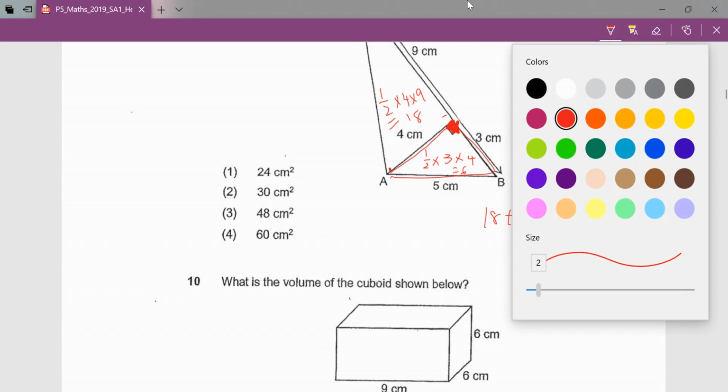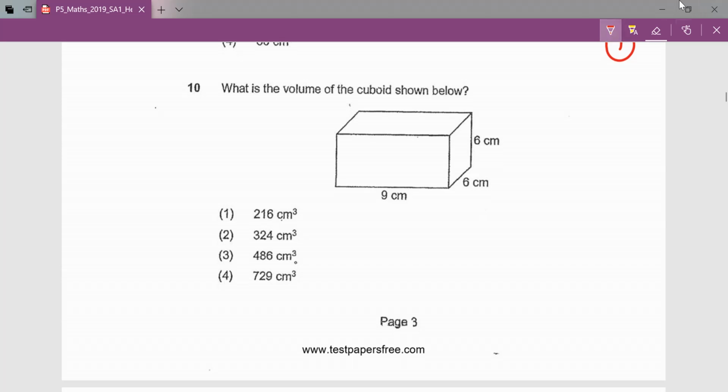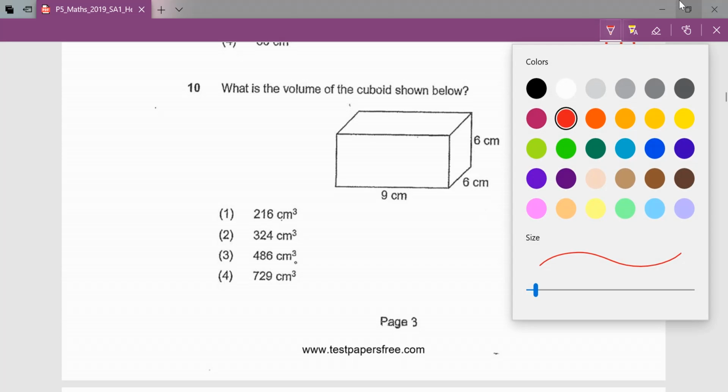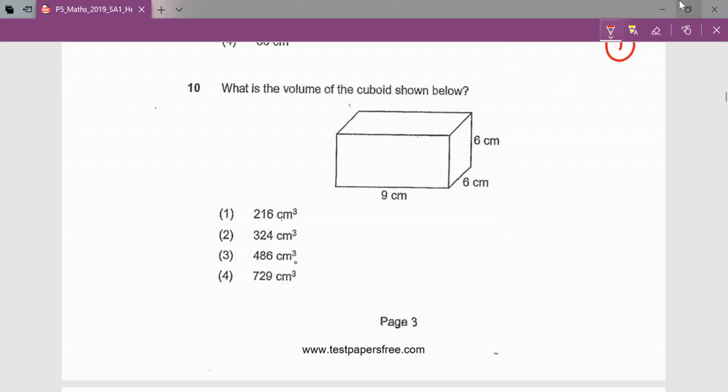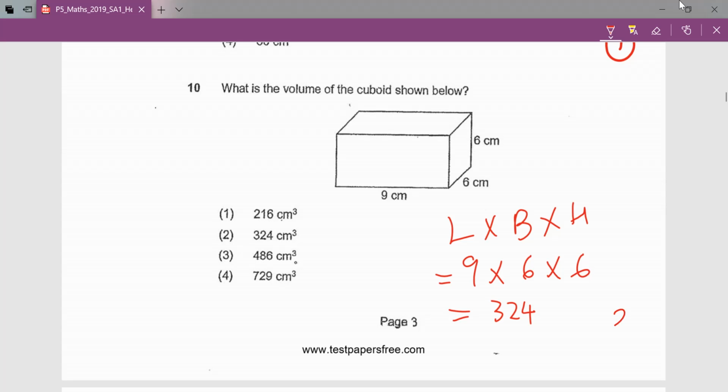Okay, I'm going to make this thinner. What is the volume of the cuboid shown below? If you recall, the formula is length times breadth times height. So the length here is 9, the breadth here is 6, the height here is 6. Times them all together, it will give you 324, which is option number 2.